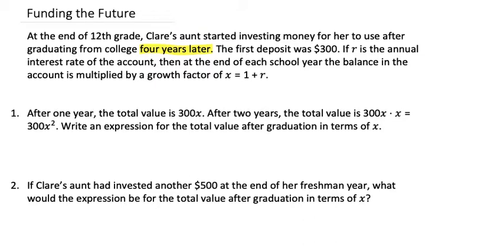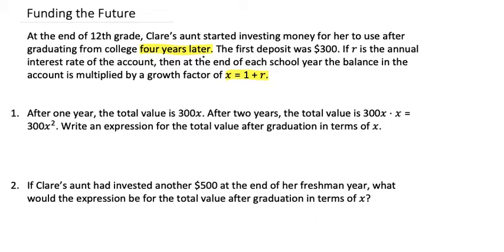If R is the annual interest rate of the account, then at the end of each school year, the balance in the account is multiplied by a growth factor of X equals 1 plus R. After 1 year, the total value is 300 times X. After 2 years, the total value is 300x times x, or 300x squared. Write an expression for the total value after graduation in terms of x.